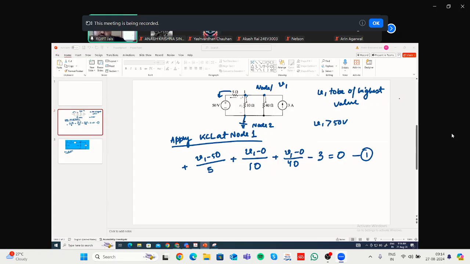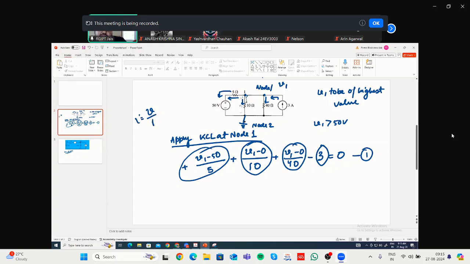In KCL, I am only writing the current. That means what is the current through this path, what is the current flowing through this path, and this path. These are all currents, and that is the first thing you need to remember. For all the branches, we have to find the current using the V by R formula. But the current source itself gives the direction, and the value is 3 ampere.